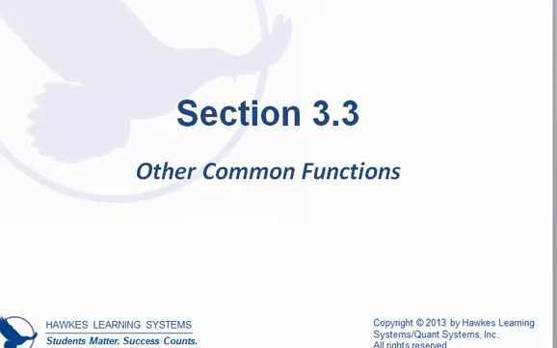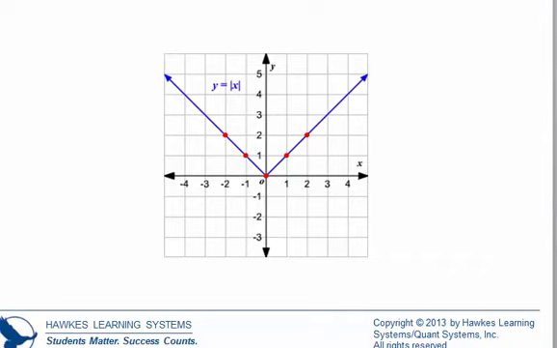We'll now continue with section 3.3 and discuss 3 other types of common functions. We'll begin with the absolute value function, the graph of which is shown on the screen. This is the graph of the function y is equal to the absolute value of x. Note that for any value of x, the function is non-negative, so the graph will either lie on the x-axis or above it.